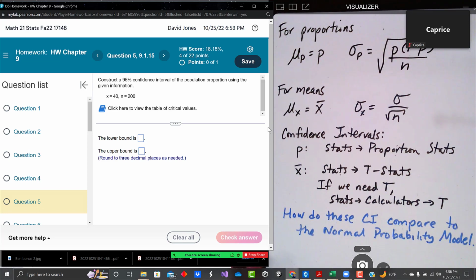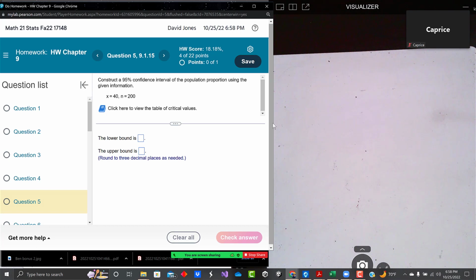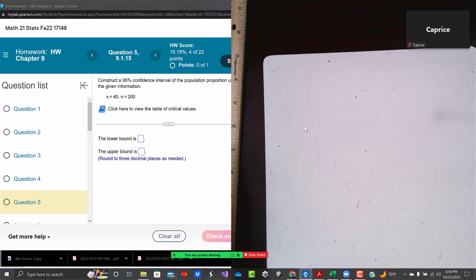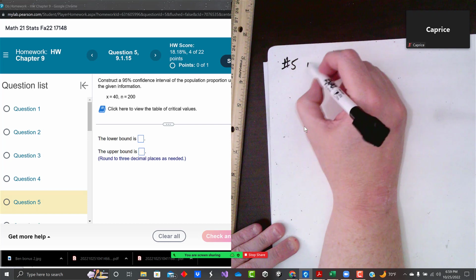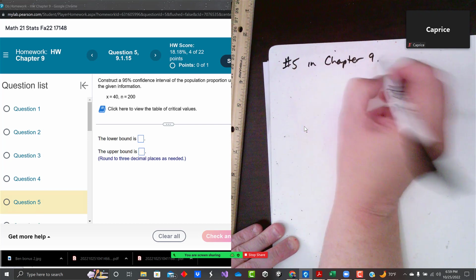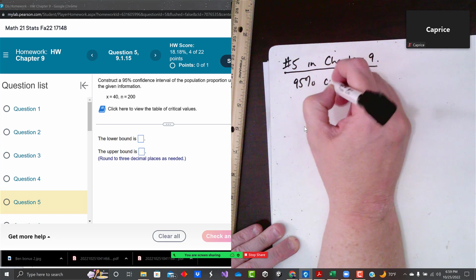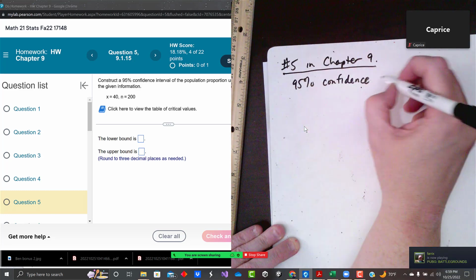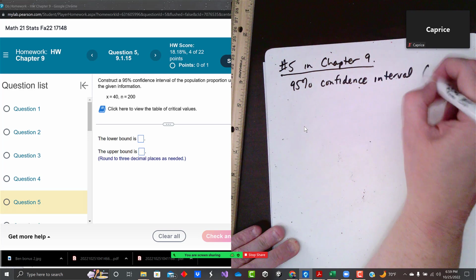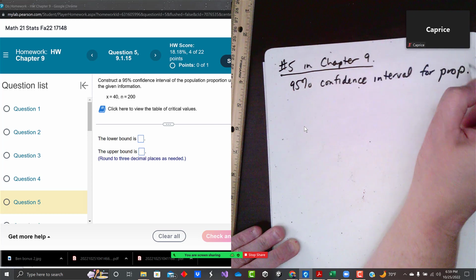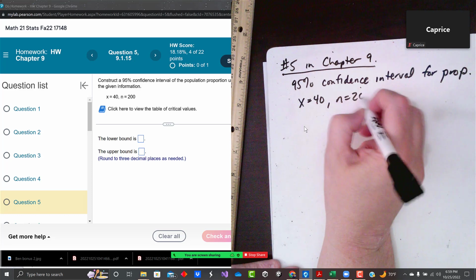Okay, let's take a look at doing this one. So this is question number 5 in the homework, chapter 9. It says they want a 95% confidence interval for a population proportion. They're just flat out telling me. They give me x equals 40 and n equals 200.